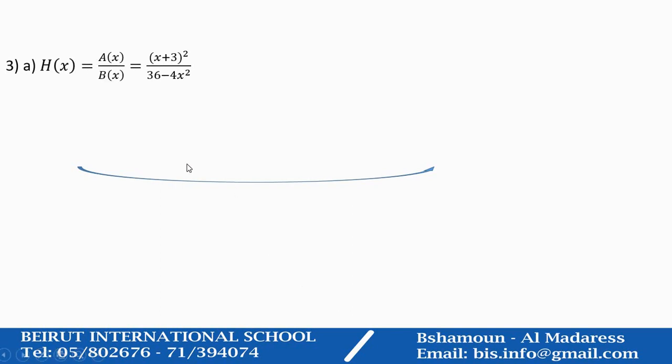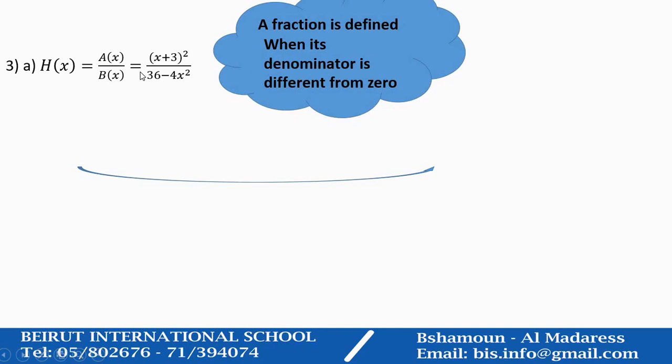Part 3, you have a function or a fraction, h of x is equal to A of x over B of x. And A of x is calculated before, B of x is calculated before. Let us remember, guys, that a fraction is defined when its denominator is different from 0. Any fraction to be defined, its denominator should be different from 0. Here you are asked to find the values of x for which h of x is defined. So h of x is defined, since it is a fraction, when its denominator 36 minus 4x squared should be different from 0. To continue, you should factorize this expression.